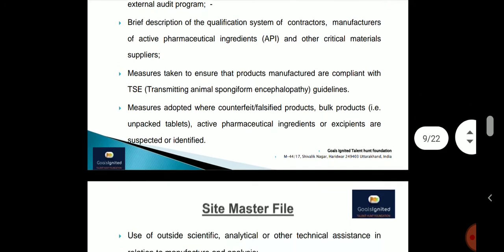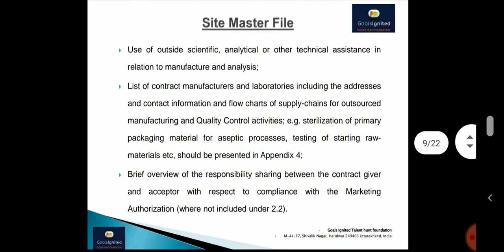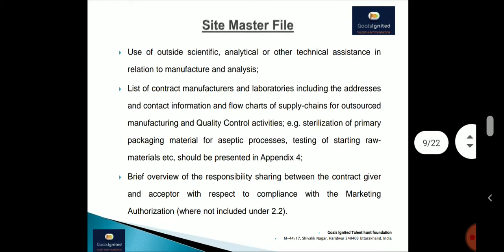Quality control activities, a list of the quality control equipment, instruments, and the approved technical persons need to be mentioned as an appendix or as a content of the site master file, under the different sections of the site master file.